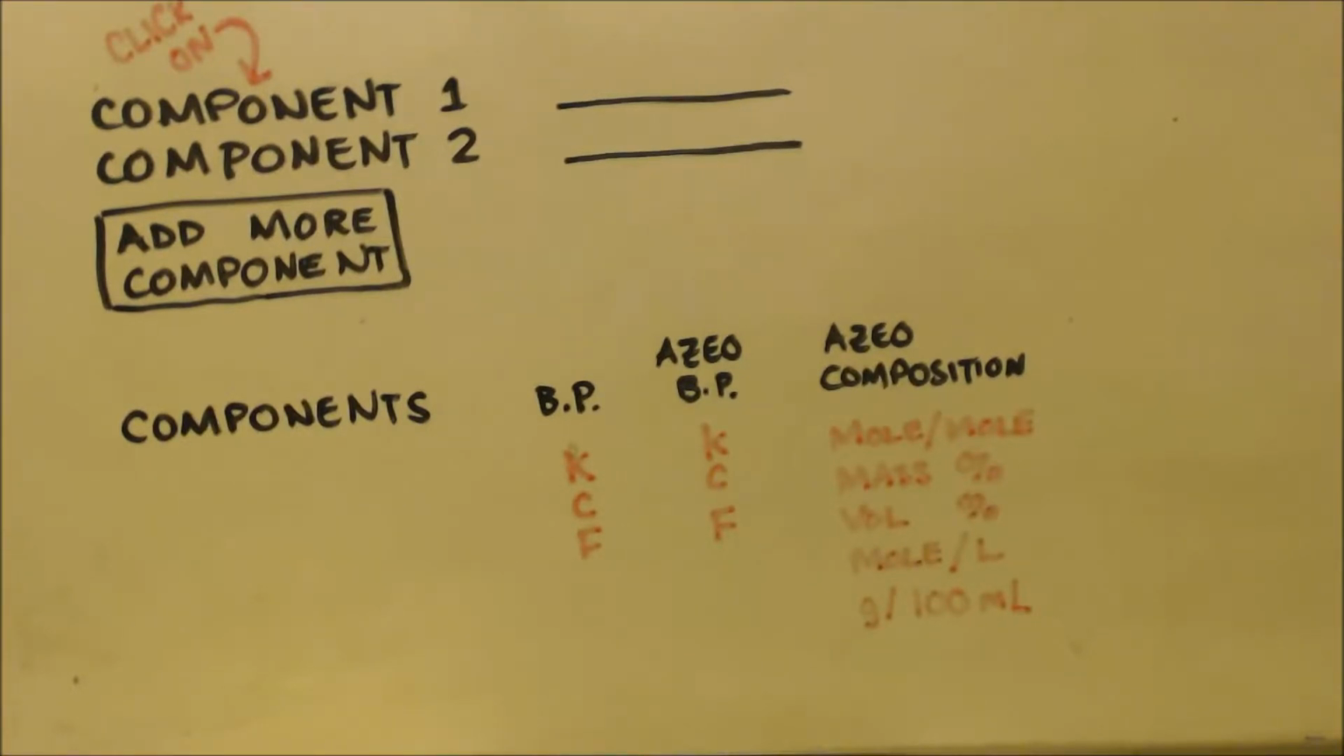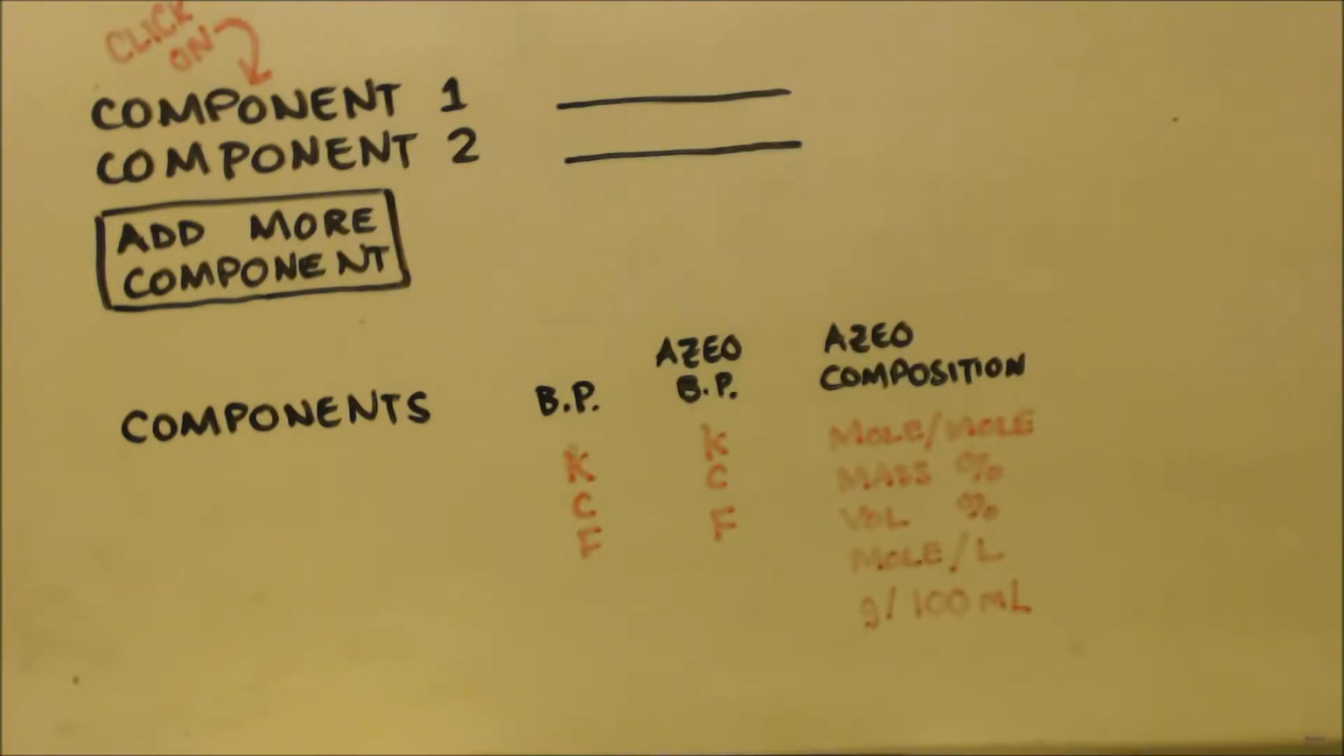See how it'll list the 3 components or 2 components, whatever you got. It'll give the boiling point of that individual component. Then it'll give the azeotrope boiling point of those components. Then it'll give the azeotrope composition.